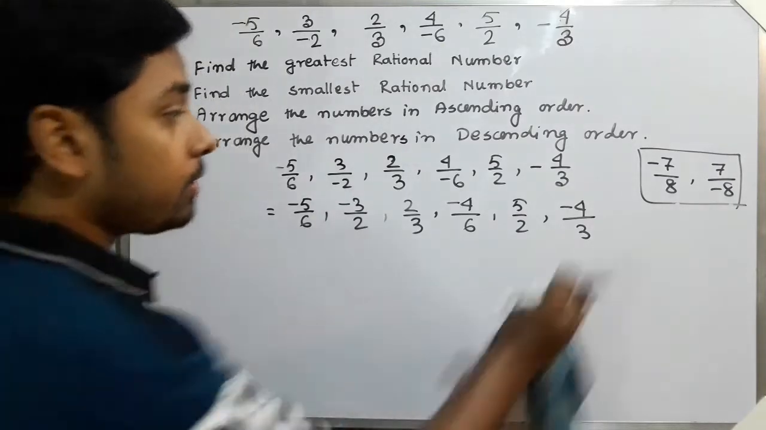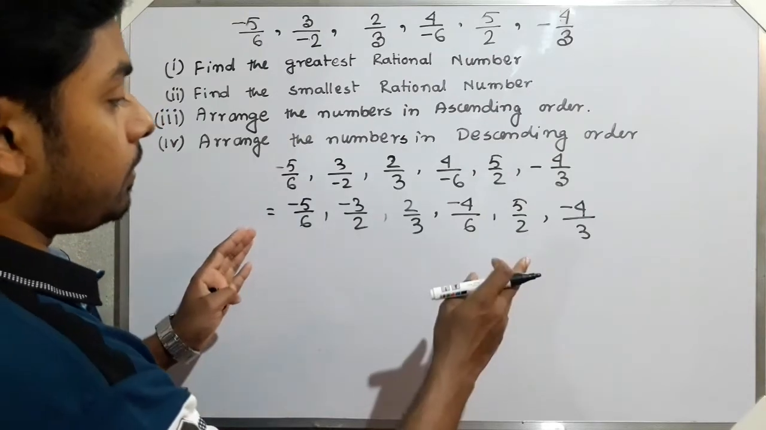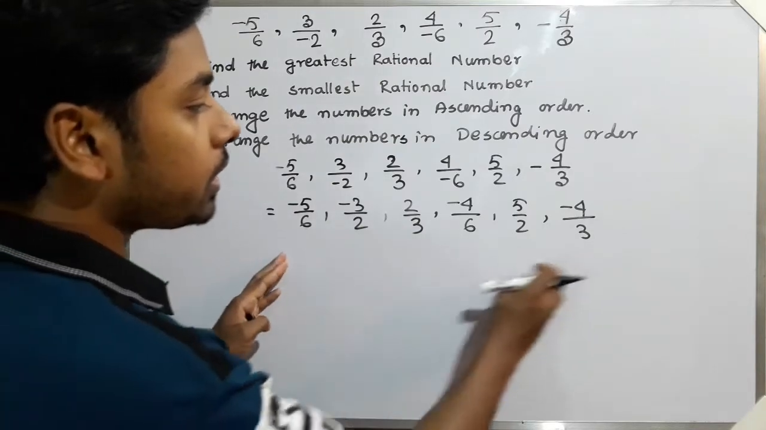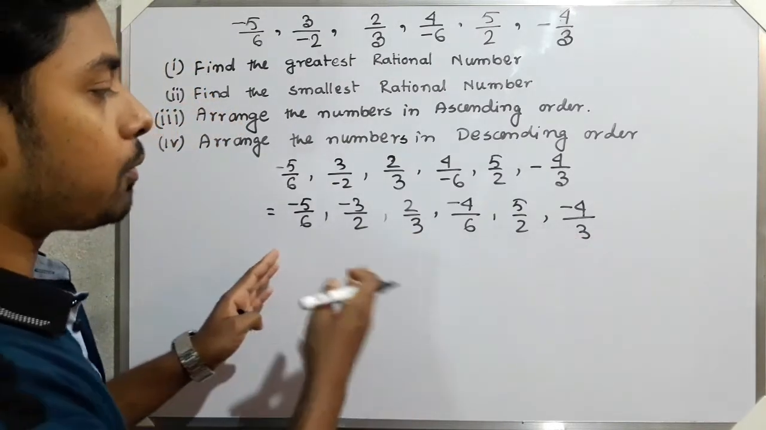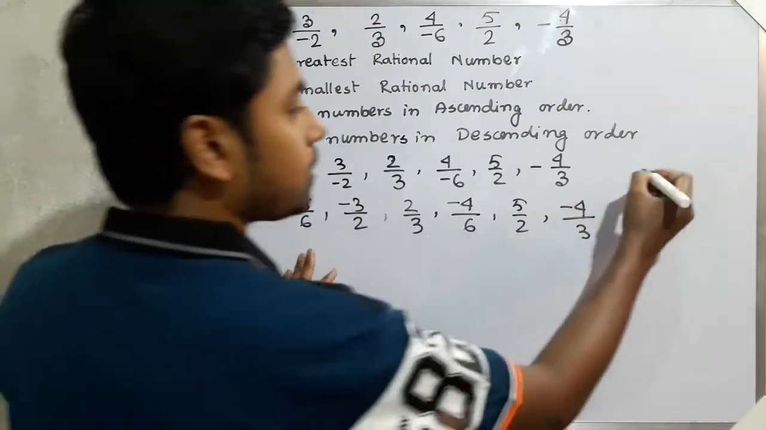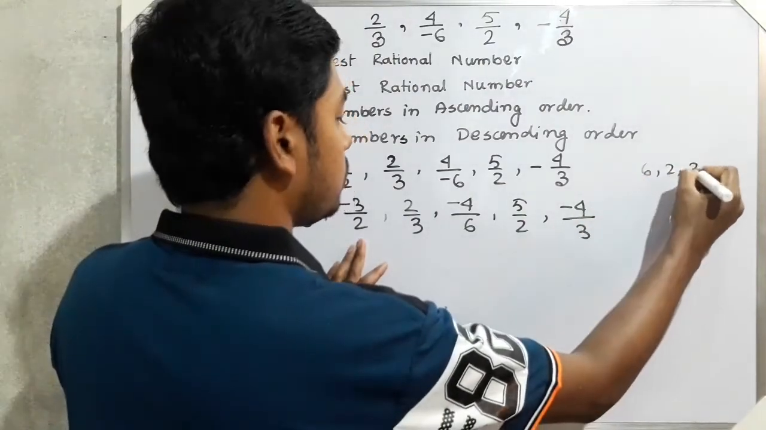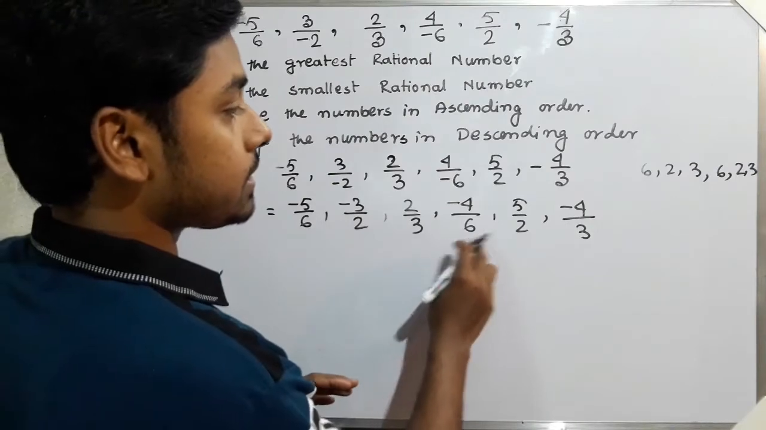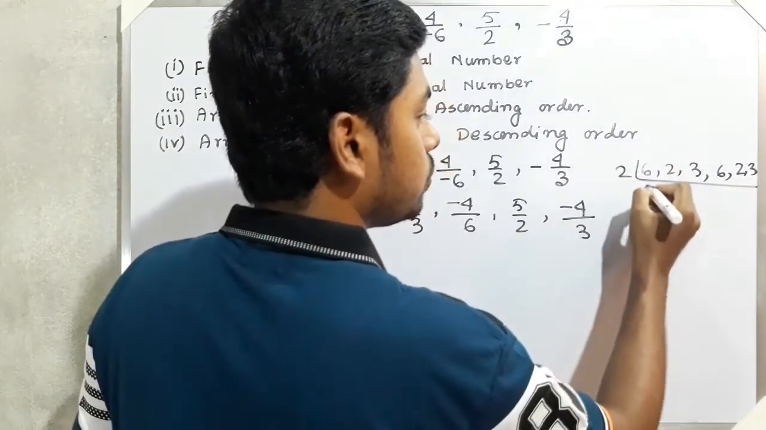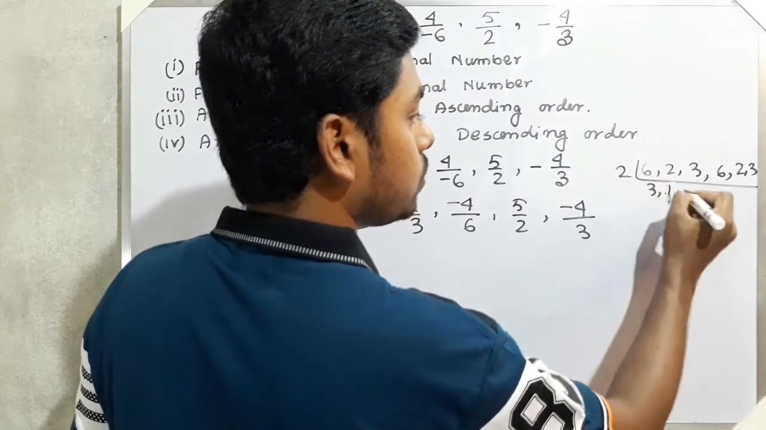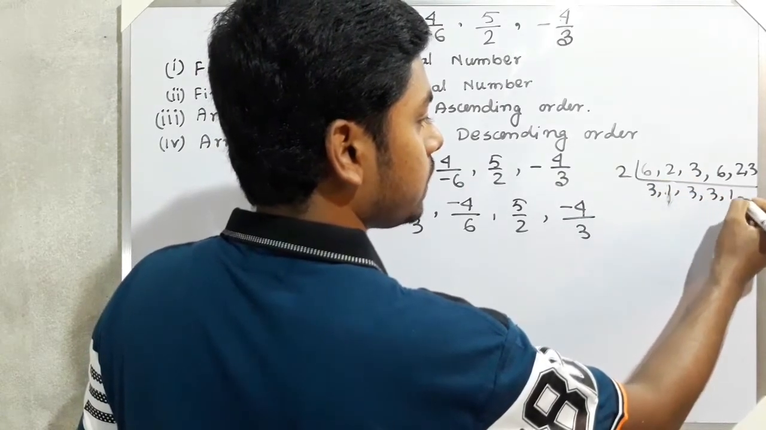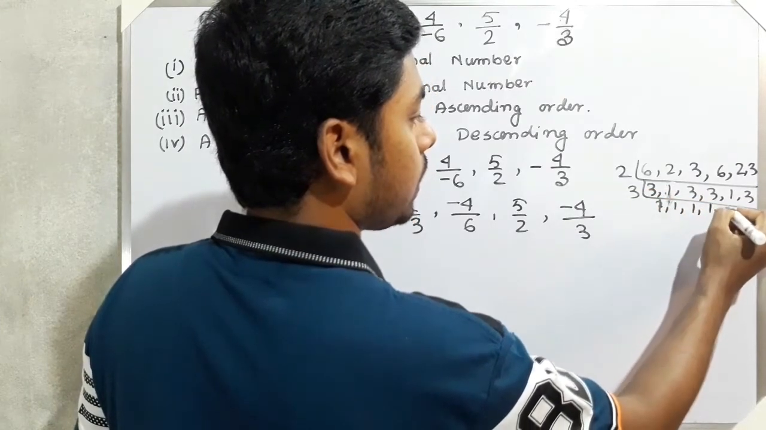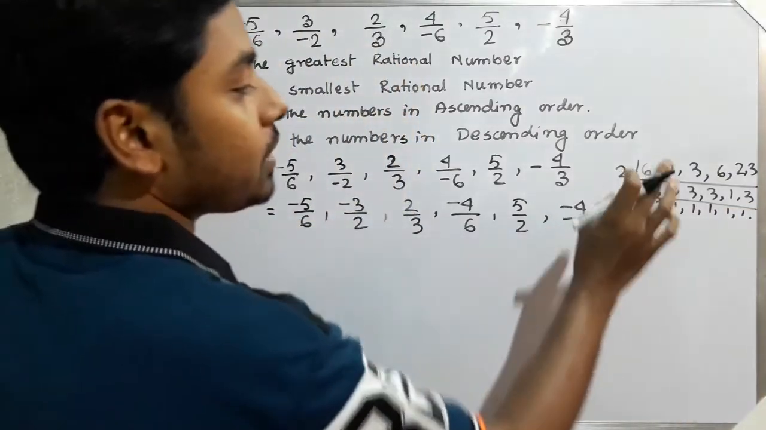Now what is the easiest way to compare? First of all, you have to find the LCM of the denominators. That means after making all the denominators positive, the next step is to find the LCM of the denominators. The denominators are 6, 2, 3, 6, 2, 3. Dividing by 2, then by 3, we get 1, 1, 1, 1, 1, 1. So 3 twos is 6, and 6 is the LCM.